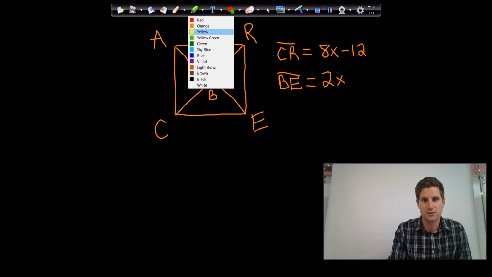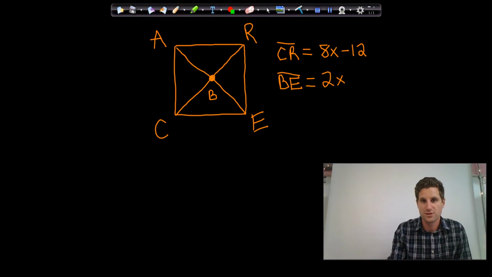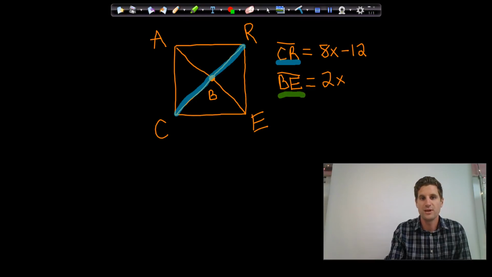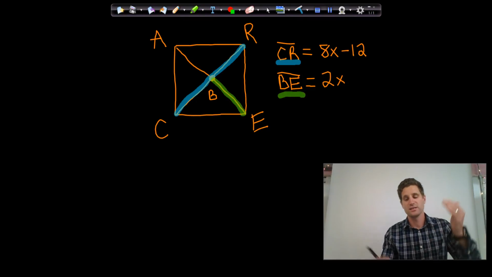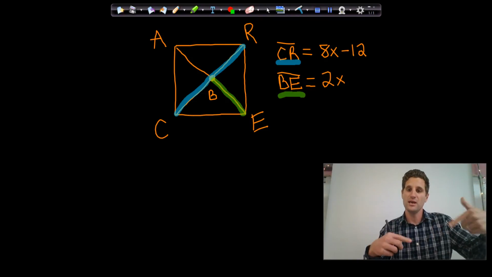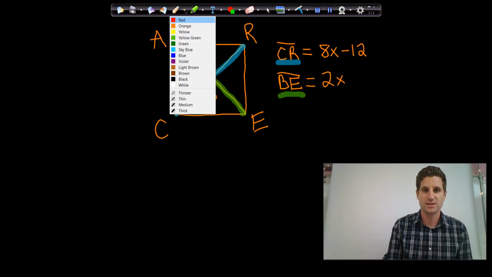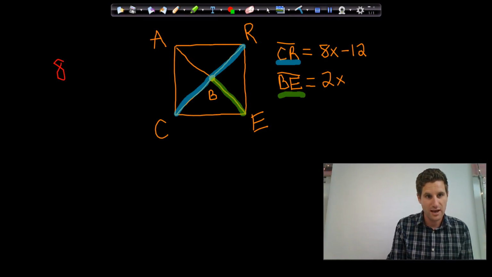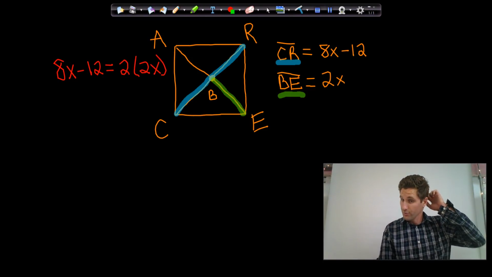Okay, so here we go. Let's take a look at this. Let's get a marker color out. I like the blue. So CR is the whole segment here, whereas we have, let's go with green, BE is only half of the segment. So I can't set these equal to each other, but if I double BE, then I could set them equal to each other. So we're going to double BE, and then we can set them equal to each other. So we get 8x minus 12 should be equal to double that of BE, which is 2x. We had to think about that one through a little bit.